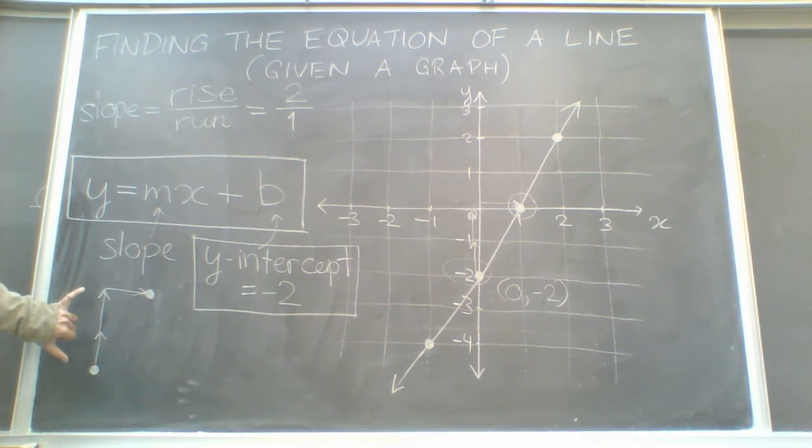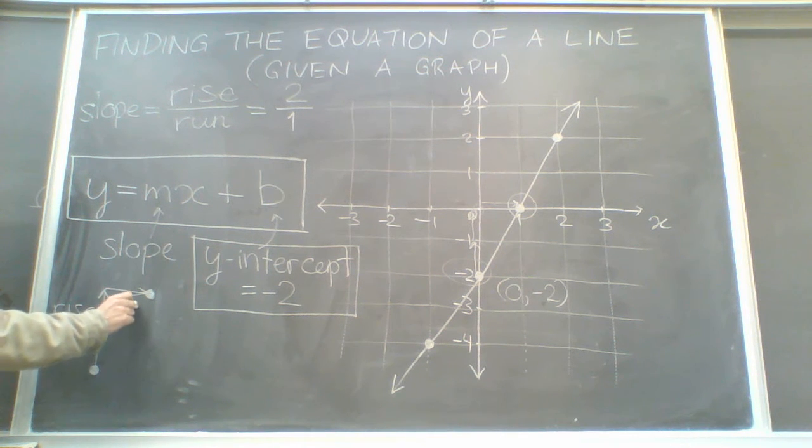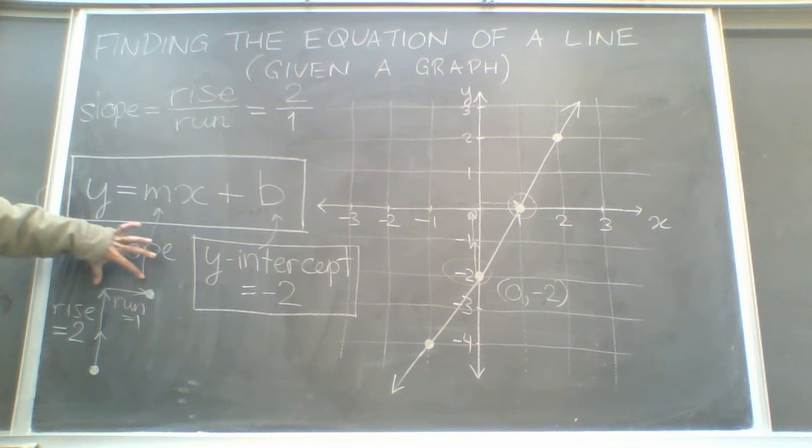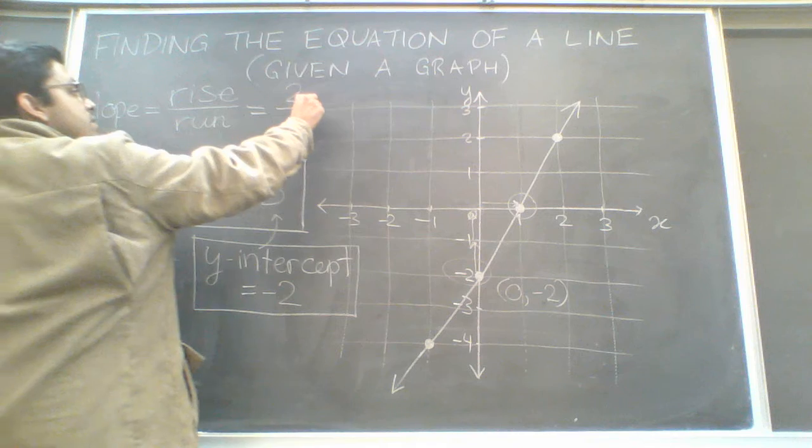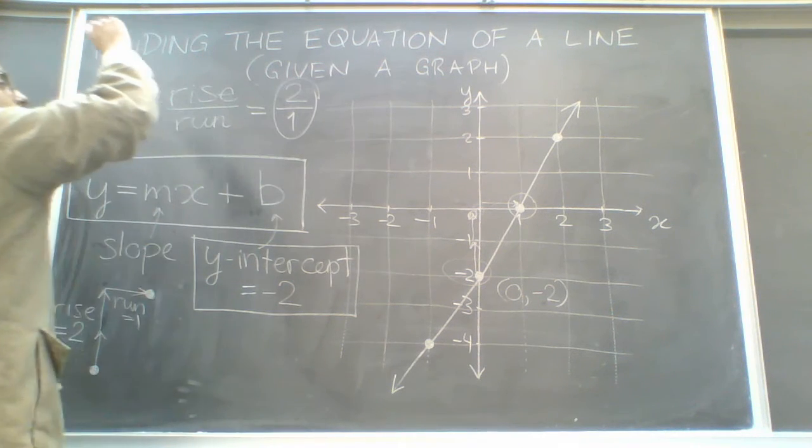So what this part over here is telling us is that our rise is equal to 2. And what this part over here is telling us is that our run is equal to 1, right? That's what this part right here is telling us. So we had a rise of 2 and then a run of 1. And so what that does for us is this tells us that our slope is equal to 2 over 1.